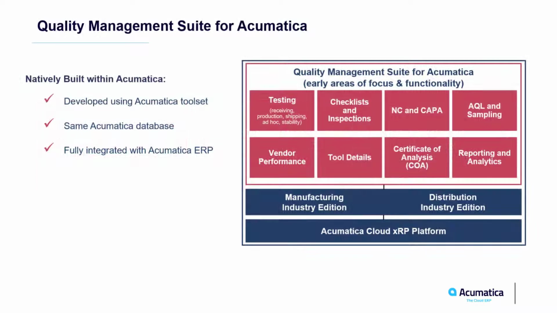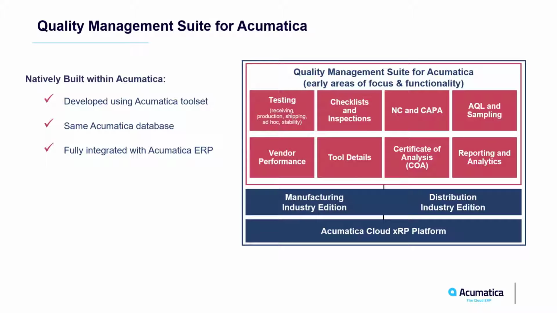It does this by supporting quality testing in areas such as receiving, production, shipping, and ongoing stability testing. It allows users to utilize checklists and inspections, and provides control over the non-conformance as well as corrective and preventive action processes that give you a structured process to investigate, evaluate, document, and validate events that occur so that actions can be taken to help eliminate errors and improve overall quality.